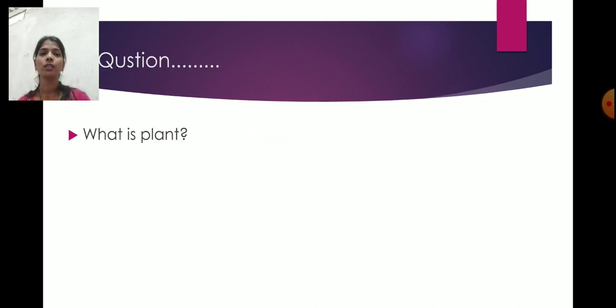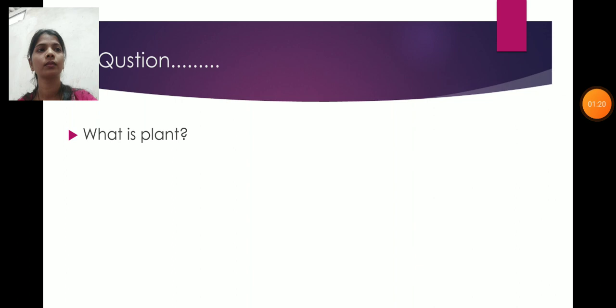So, first of all, what is a plant? A plant is a living organism and it is multicellular. Multicellular means what? It is made up of a number of cells. Plants cover much of the land on this planet, and plants include herbs, shrubs, trees, mosses, ferns, etc.